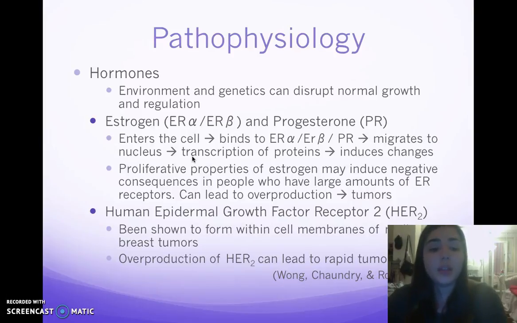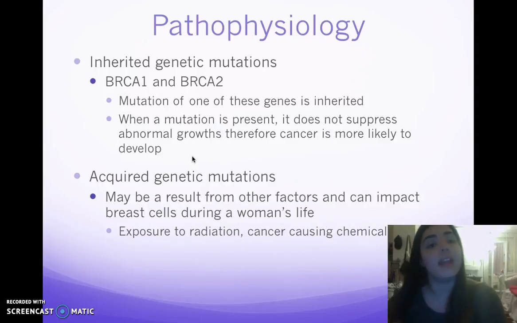Another receptor is human epidermal growth factor receptor 2. This has been shown to form within the cell membranes of malignant breast tumors, and this can lead to rapid tumor growth as well. And then inherited genetic mutations, BRCA1 and BRCA2. I'll talk about that a little more in the next slide. You can inherit a genetic mutation in these genes, and when it is present, it does not suppress the factors in your body that kill cancerous tumors. And then other acquired genetic mutations can be acquired from exposure to radiation or other chemicals throughout your lifetime.